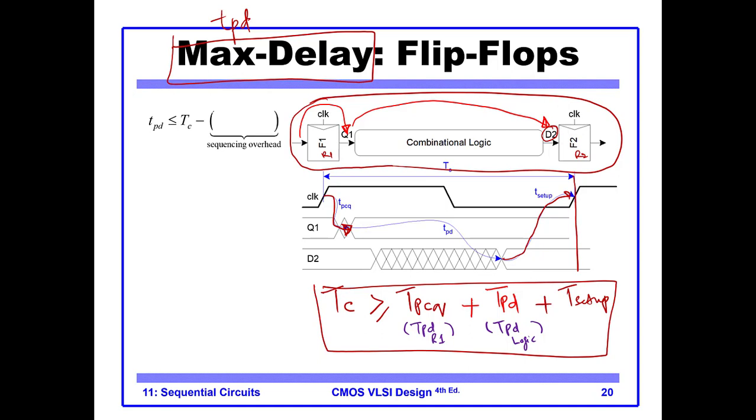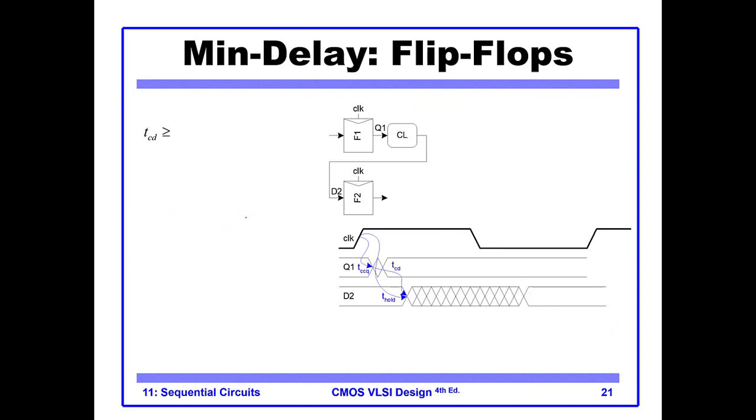So if we want the maximum TPD from this equation, it is basically T setup plus TPCQ. So this quantity is called sequencing overhead. Okay, so this is the max delay. Okay, let's calculate the min delay. So by min delay we mean TCD.